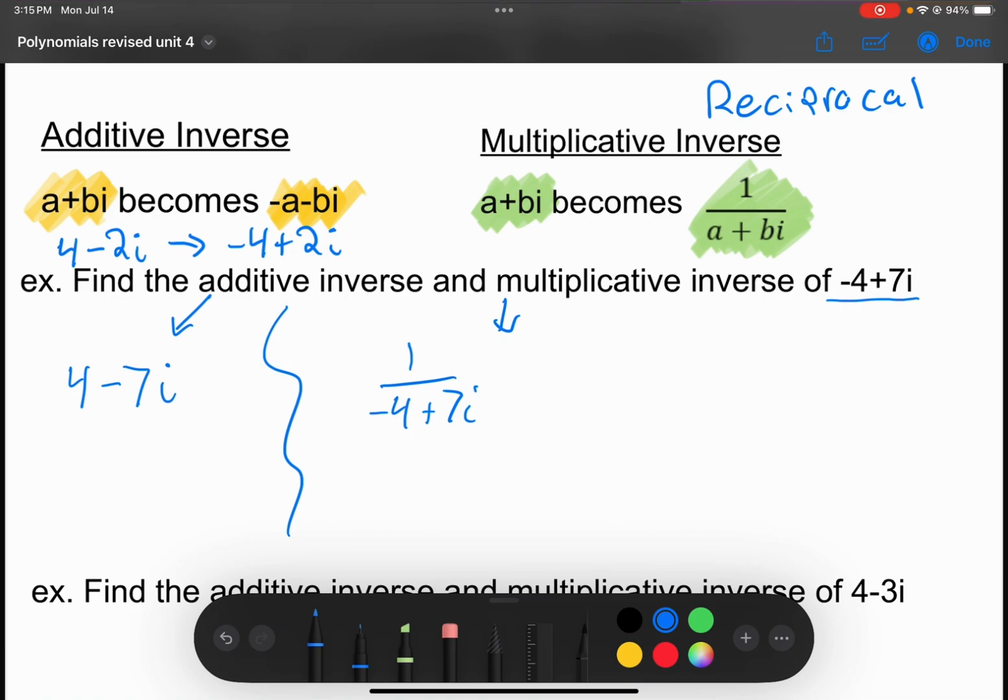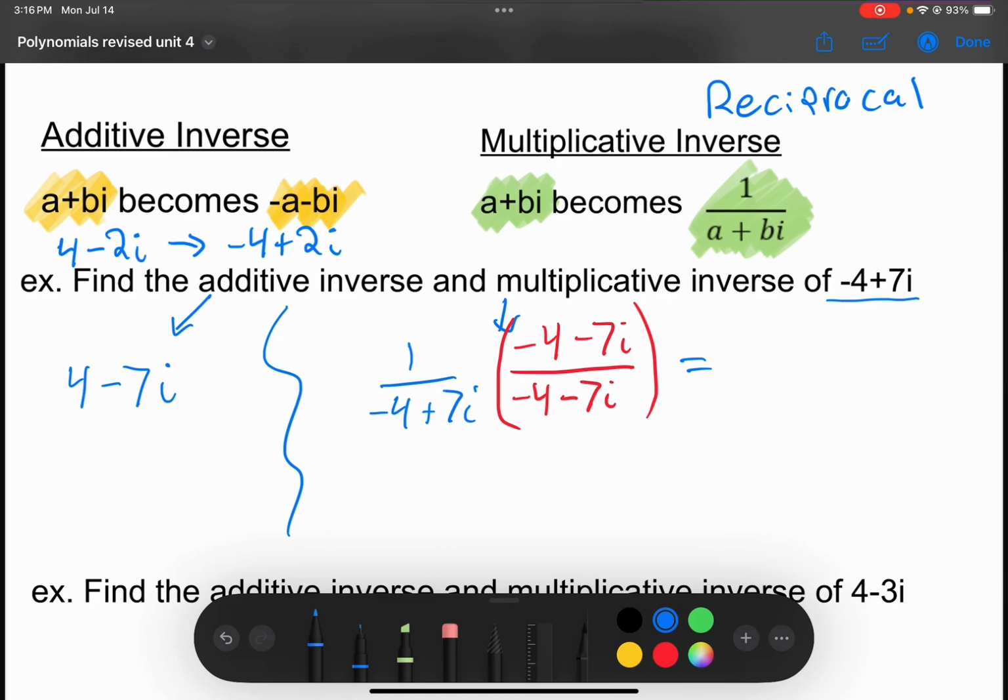Remember, we just talked about how we do not like that in math. So what we would have to do here is now multiply by the conjugate of this denominator. So the conjugate of negative 4 plus 7i is negative 4 minus 7i. We just change the sign in the middle. Multiply that to the top and the bottom.